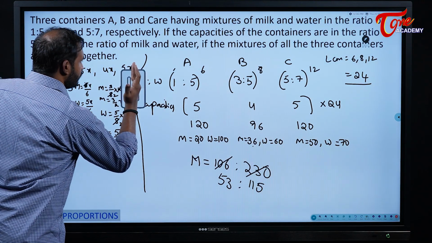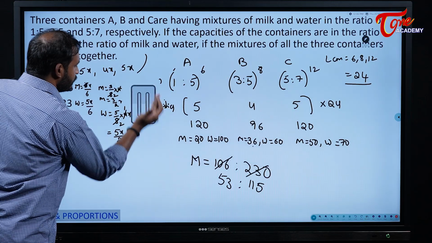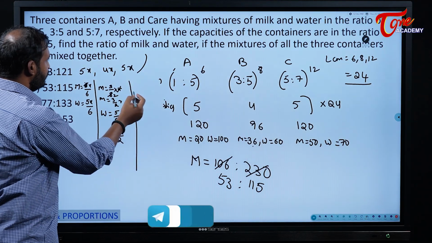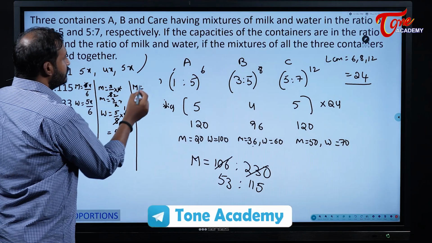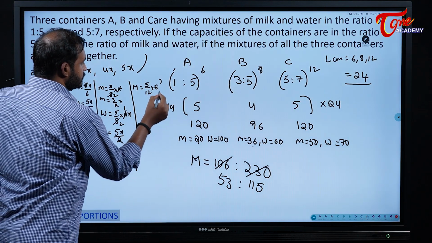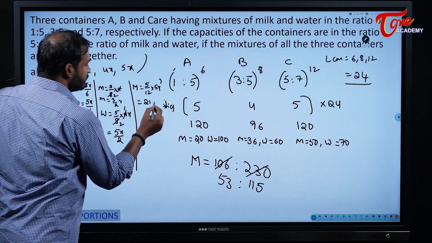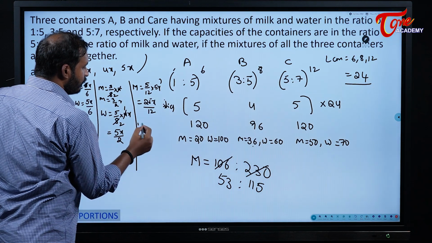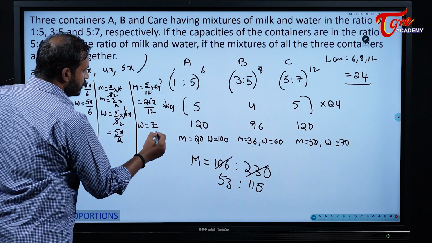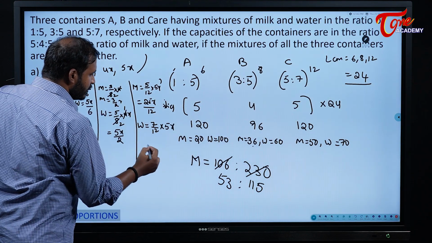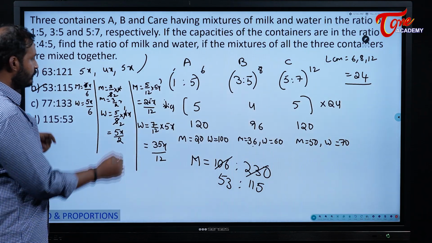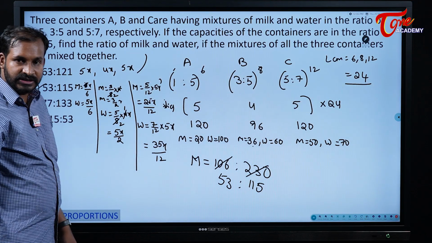Okay, next similarly you need to do this one. We will solve it for your understanding. This is the traditional method. Next, in case of milk here, milk is 5/12 into 5x. That will become 25x/12. When it comes to water, it is 7/12 into 5x. This will become 35x/12. Now you need to add all the milk portions and water portions individually.